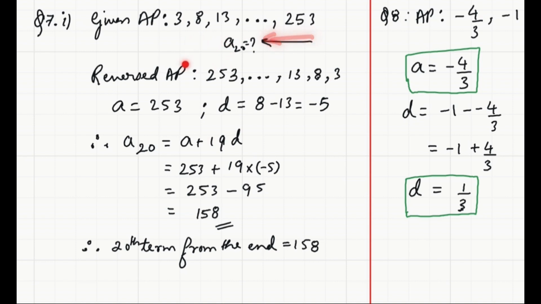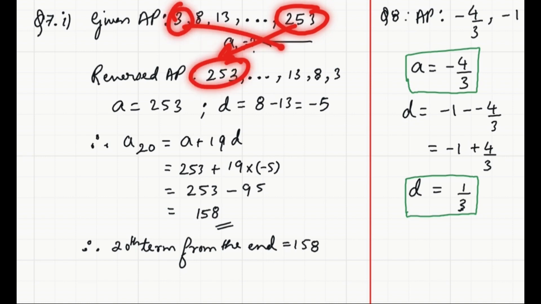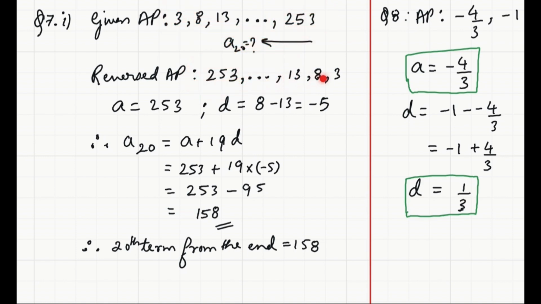So what we do, we simply reverse the AP. That means the term which was at the last will become the first term here, that is 253, and the term which was at the first will become the last term here. That means we'll have 253 dot dot dot 13, 8, then 3. So here the first term becomes A is equal to 253, and the common difference D can be found by subtracting these two, or 8 minus 13, that is minus 5.